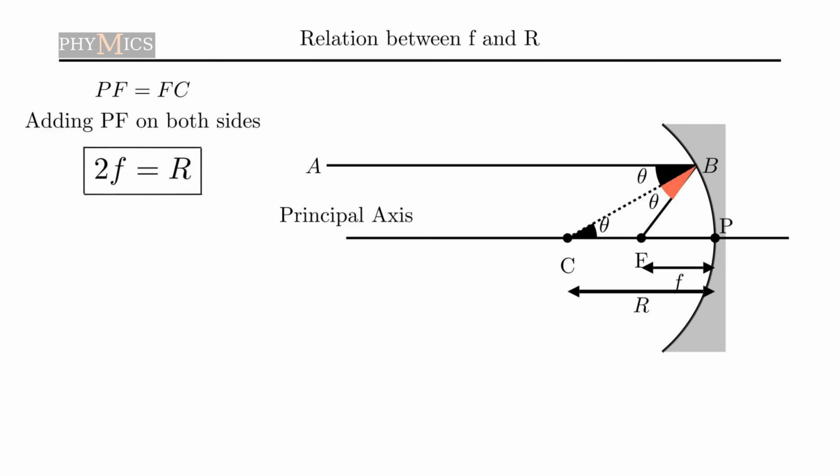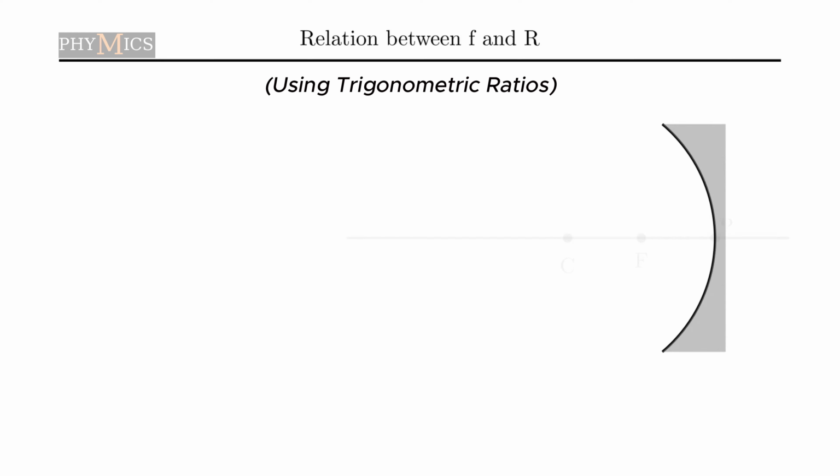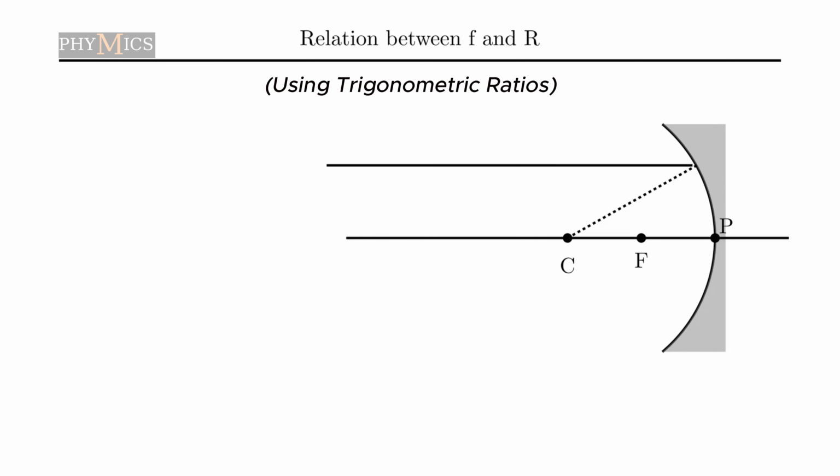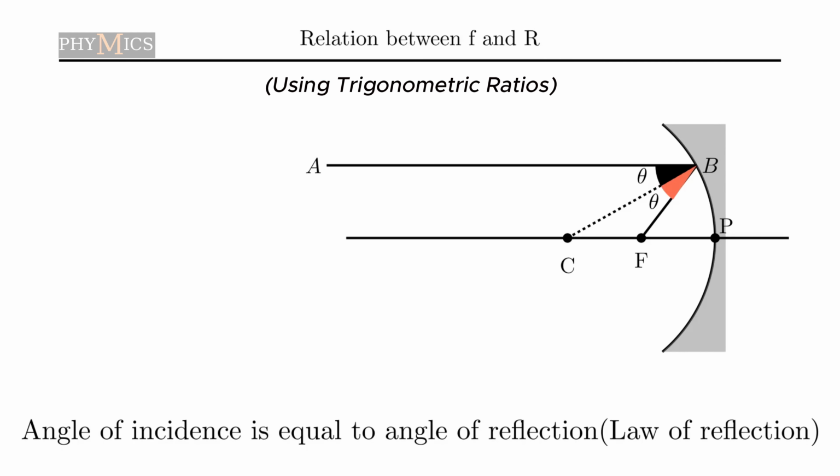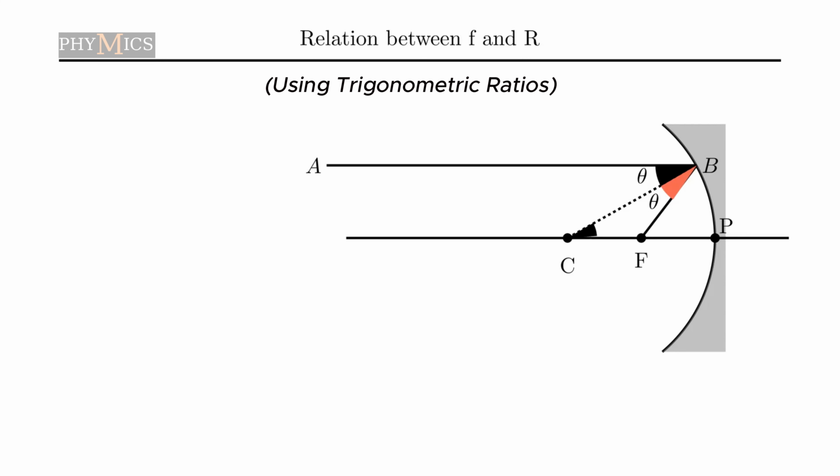Moving further, let's understand the proof of the above relation using trigonometric ratios. Though this method is slightly technical and requires the knowledge of basic trigonometric rules, it is suitable for higher classes. The method begins with the construction of normal on the mirror which passes through point C. Next, consider an incident ray AB parallel to the principal axis which after reflection passes through point F. The incident ray and the reflected ray make equal angle theta with the normal in accordance with the laws of reflection. Angle BCP will also be equal to theta because interior alternate angles are equal.